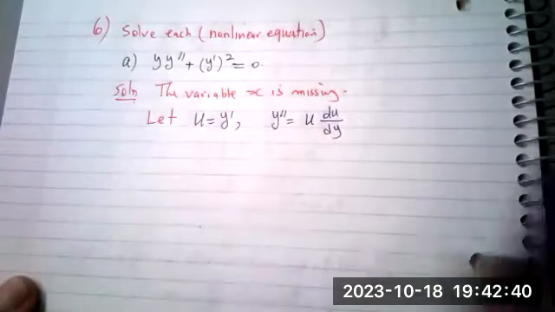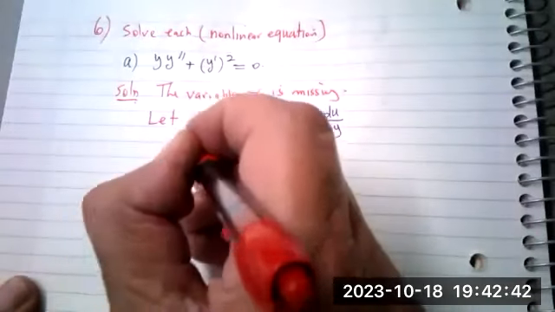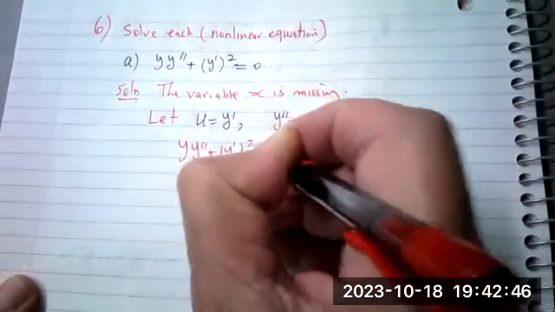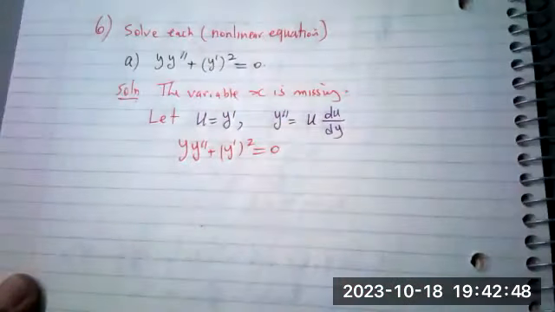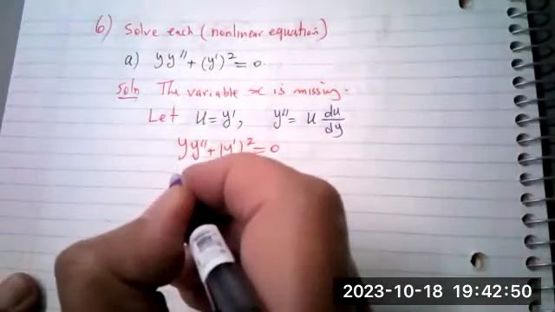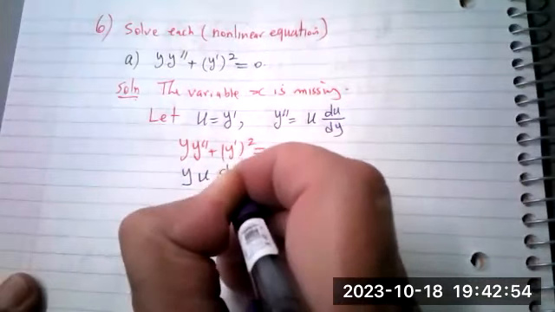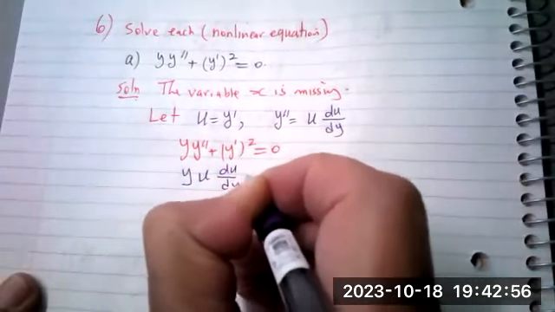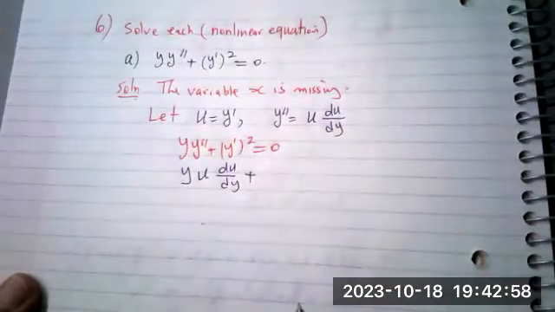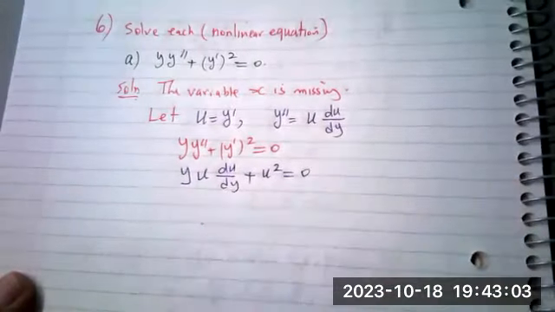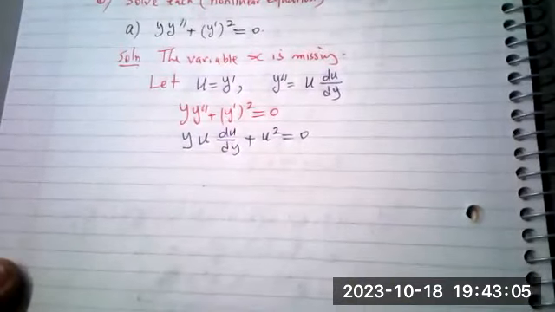So we go to the equation. I just remind you that I'm going to use this equation. Okay, y double prime is going to be u du/dy, plus y prime squared, u squared, equal to this. That's the result of the equation. It's easy to solve. Any suggestion? How can I solve it?